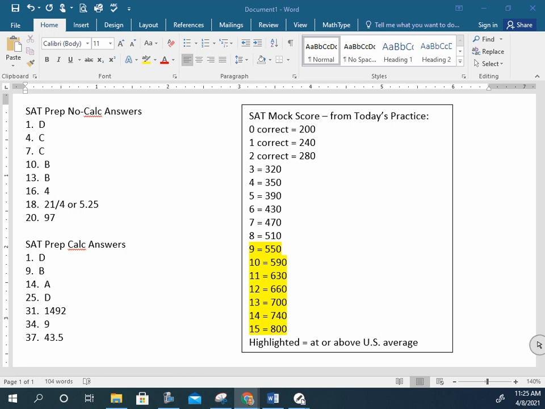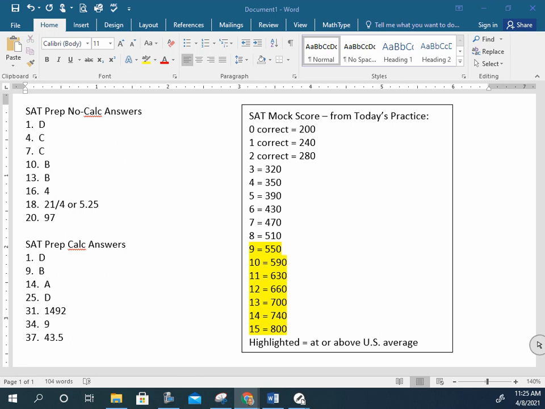Anyway, what you see on the screen are the answers for the no calculator and the calculator section. Obviously, we don't have time to go through all the answers right now, but what I will do is post the answer key to Google Classroom and post the answer explanations for each of the problems. That way you can see why each problem is what it is.